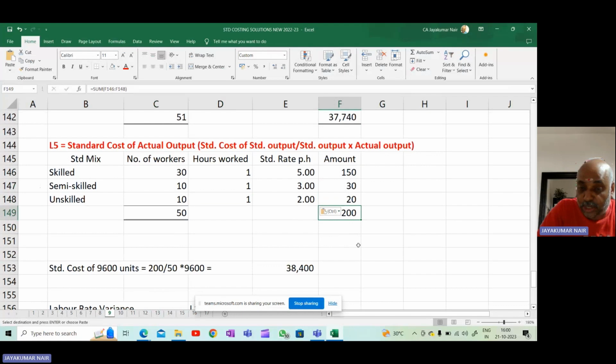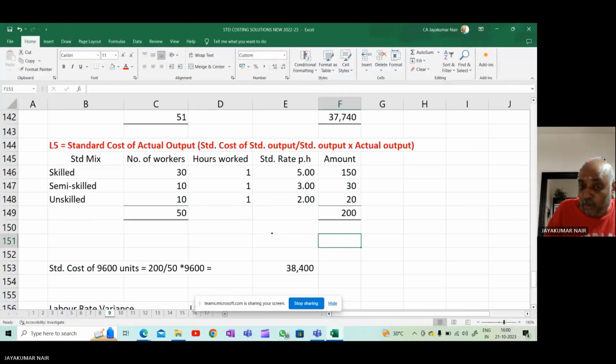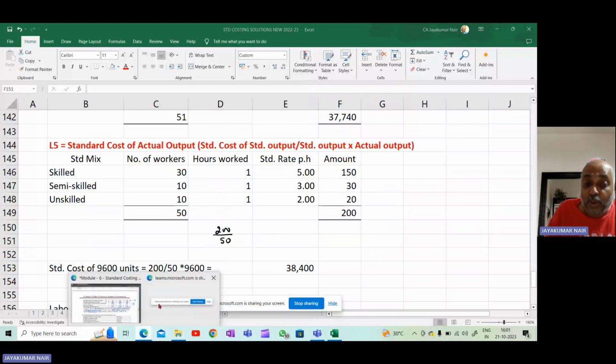Now, please pay attention. 200 is your standard cost of producing 50 units, because you worked for 1 hour, only 1 hour we have taken. For 1 hour, if this gang works, you will have to pay the gang 200 rupees in total. And how many units they would have produced? They would have produced 50 units. So 200 is the cost of producing 50 units. Therefore, 1 unit, if you want to find out, 200 divided by 50.